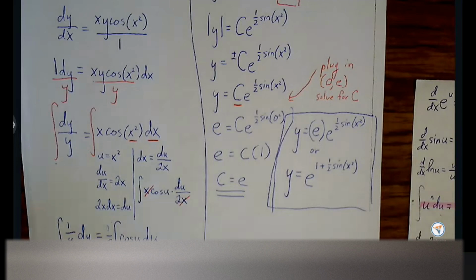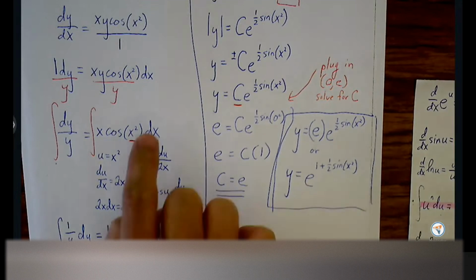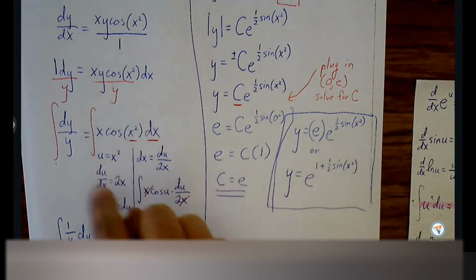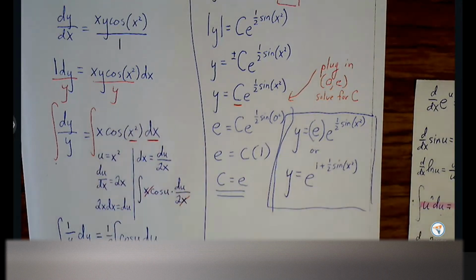Okay, it's a long process, right? But we're just taking the steps that we learned from before and adding a little bit of complexity involving u substitution for the right side. Okay, questions? Okay.